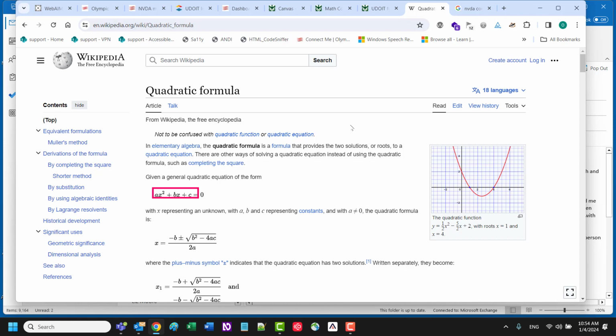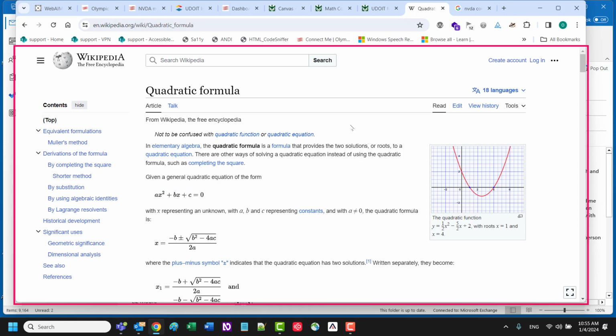If I hit insert and alt and M, Math. Ax squared plus bx plus c is equal to 0. You hear that it said math. So it's recognizing that this is math markup language and not just an image of an equation.